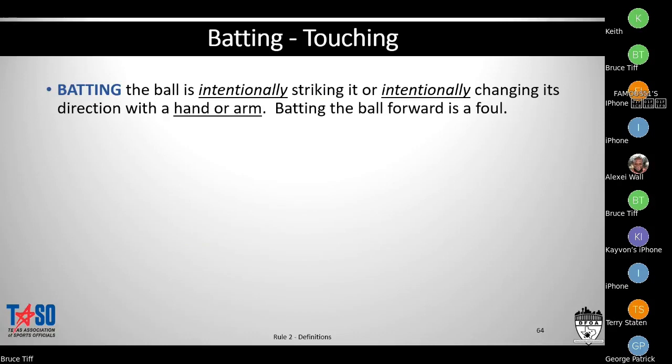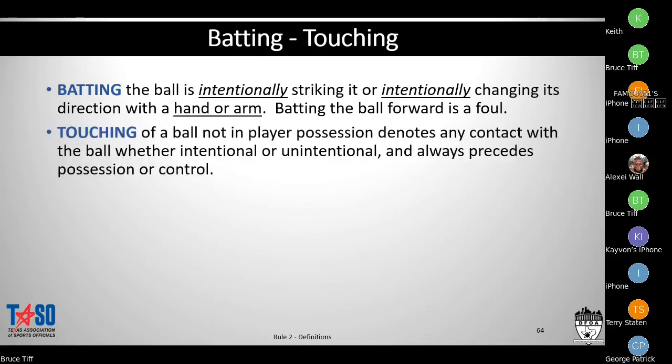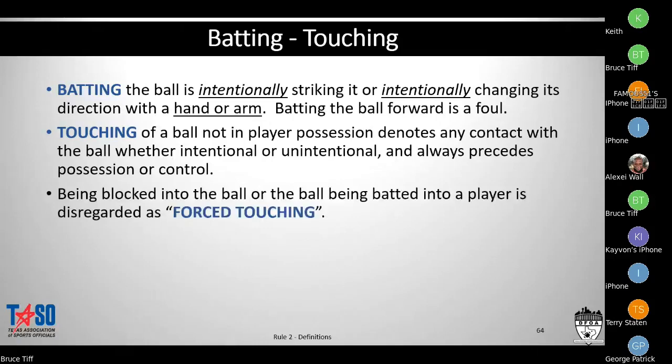Batting the ball is intentionally striking or intentionally changing its direction with a hand or arm. Batting the ball forward is a foul. Touching of a ball not in player possession denotes any contact with the ball, whether intentional or unintentional, and always precedes possession or control. Being blocked into the ball or the ball being batted into a player is disregarded as forced touching.